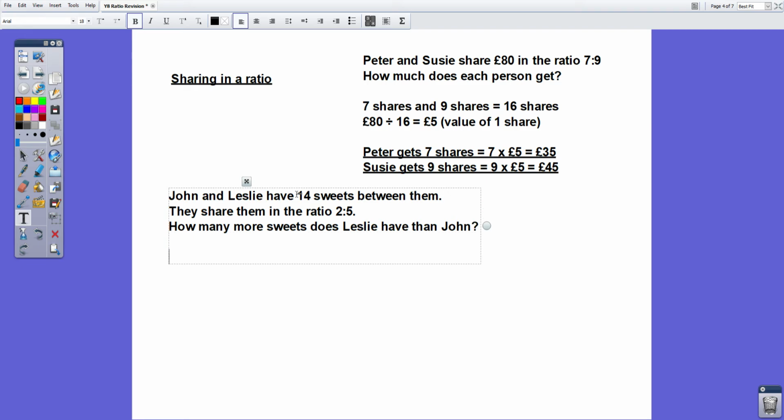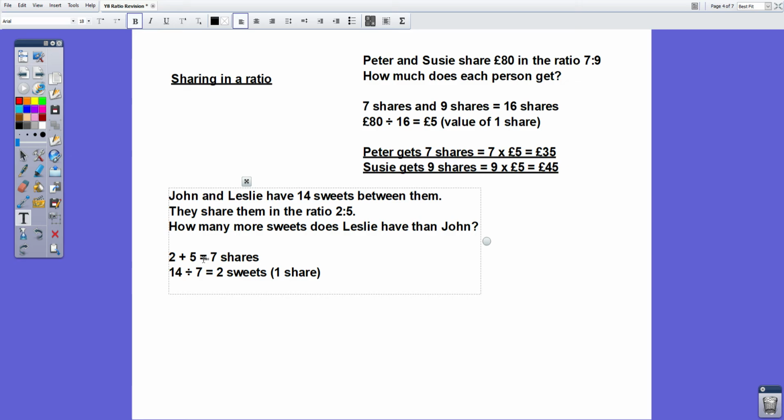Okay, so it's a very similar question to begin with. What we've got is John and Leslie having 14 sweets, sharing them in the ratio 2 to 5. So we need to know how many shares that is in total. 2 shares, 5 shares, 7 shares. 2 add 5 means that we've got 7 shares. For 1 share, we've got 14 sweets divided by 7 equals 2. So 1 share is 2 sweets.